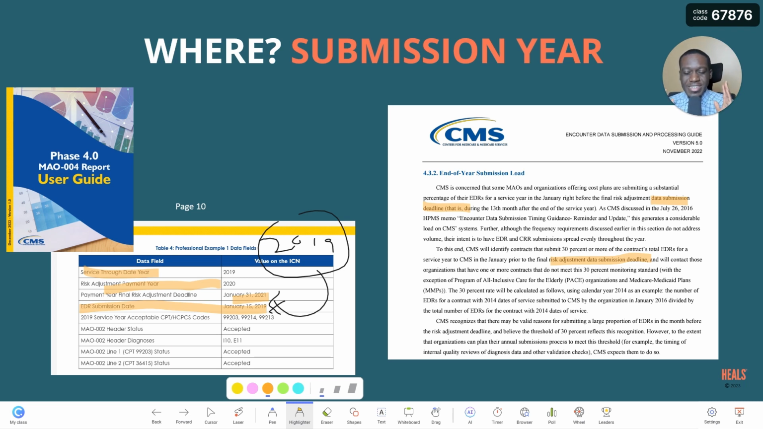This is very important because it affects the deadline by which you need to submit data to CMS.